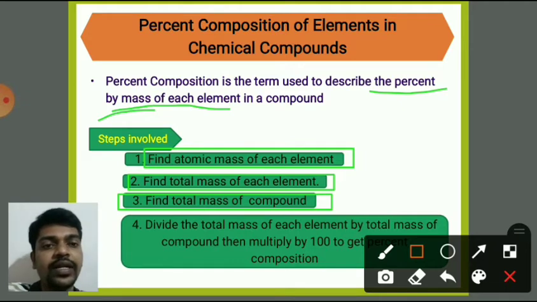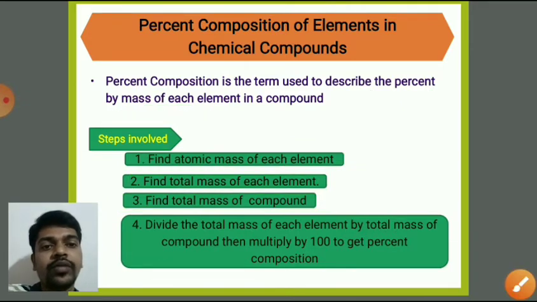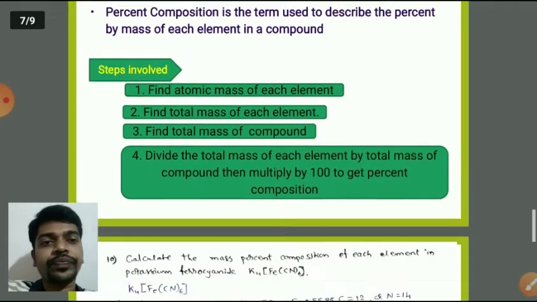Finally we have to divide the total mass of each element by the total mass of the compound, then multiply by 100 to get percent composition. So by following these four steps we can find out the percent composition of any element or any group in a given chemical compound. Let's try to understand by using one numerical problem.